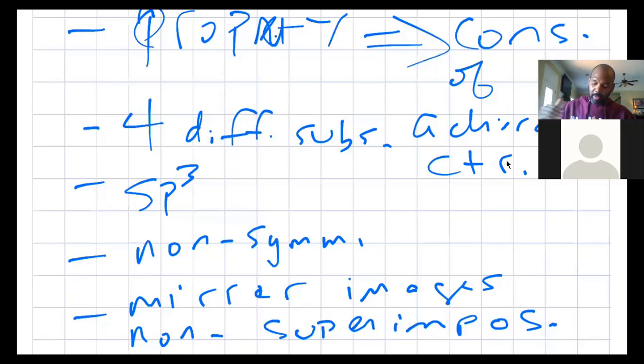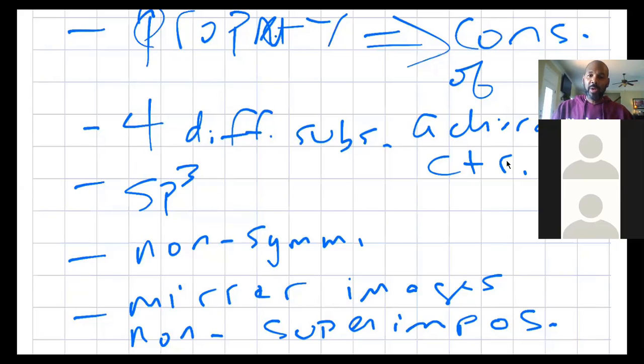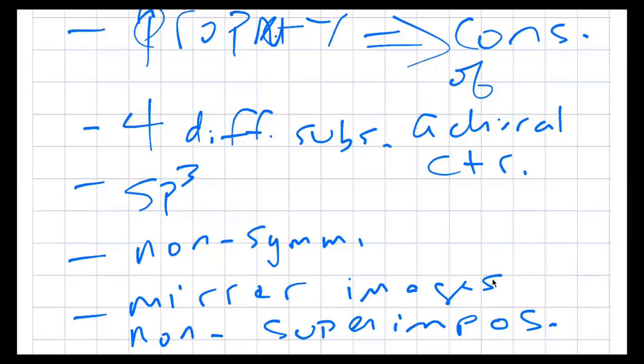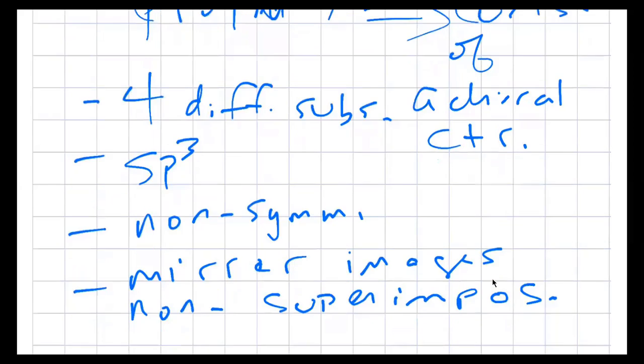So all the other criteria. Enantiomers. Yes. So all the other criteria kind of lead to that fourth criterion, which says that the mirror images are non-superimposable. If it has 4 different substituents, if it's sp3 hybridized, and if it's non-symmetrical, then by default, when you draw the image and the mirror image, the two are not going to be superimposable.